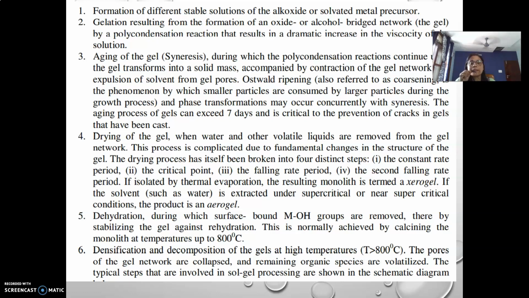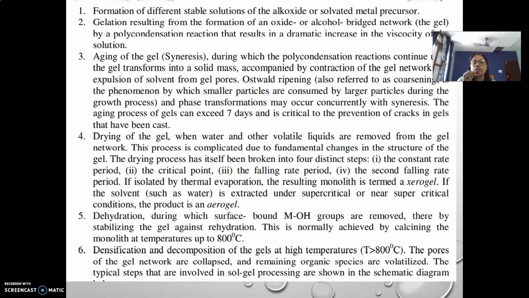And this particular process, that means evaporation of the volatile liquids or water present in it, will not be a single stage process. Rather, it will involve a number of processes with definite constant rate. It will have to look into the critical point value, then falling rate period, second falling rate period, etc. That means there should be some gradual evaporation of the solvent so that the uniformity of the gel is not lost.